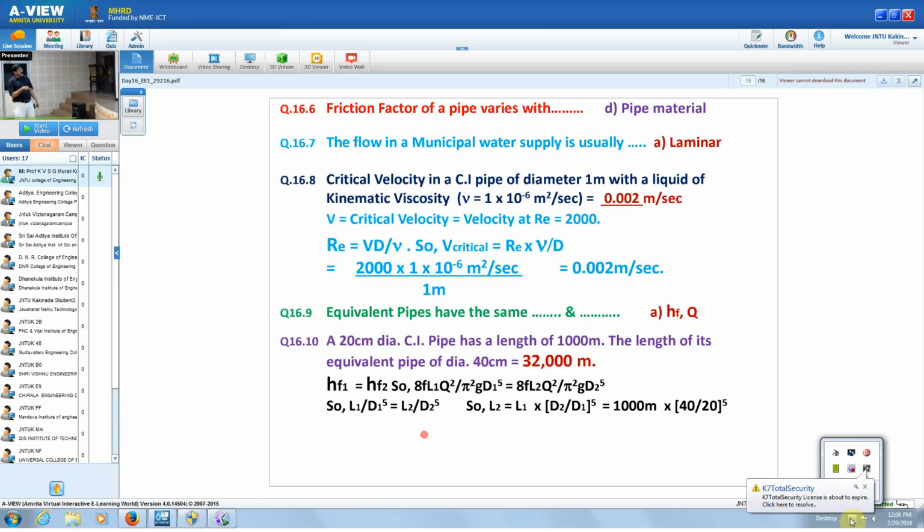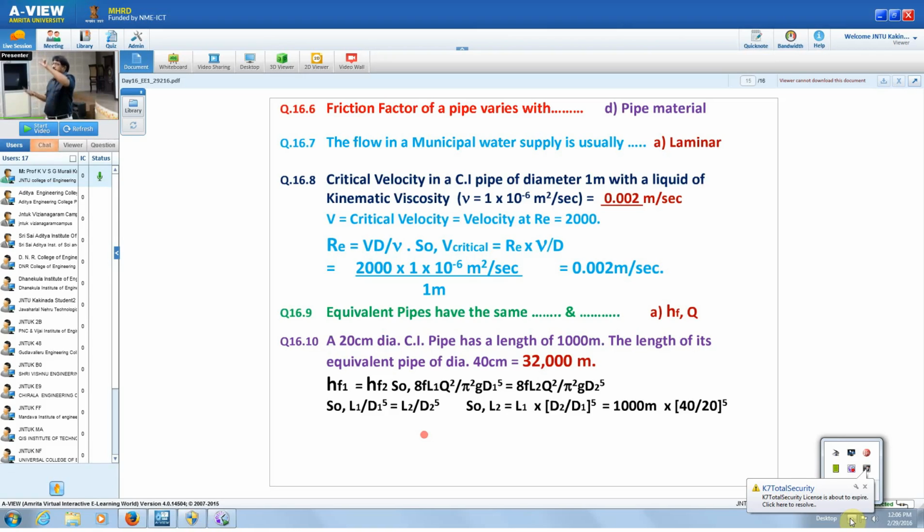So what is L2? Equivalent length you have to find. Its diameter is D2. So L2 is equal to L1 into D2 by D1 to the power of 5, equal to, L1 is 1000 meter, it is given here, 40 by 20 to the power of 5. You have to understand here that in 8FLQ square by pi square g d to the power of 5, diameter is in the denominator and it is very, very critical. It is not d, it is d to the power of 5.